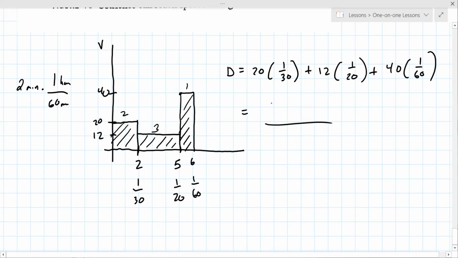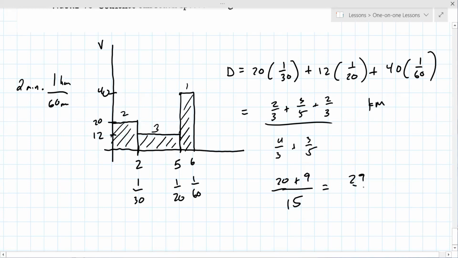Well, I guess it's 2/3 plus 12 over 20, which is 3/5, plus 2/3, and that's in kilometers. So you add that together. Let's see, 4/3 plus 3/5. So we'll make a denominator of 15. 20 plus 9, so it's 29 over 15 kilometers traveled. And it's like area because when you graph it, it's velocity and time. Okay, that makes sense.